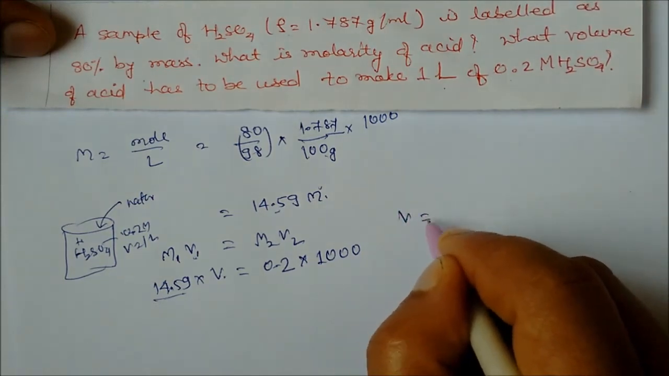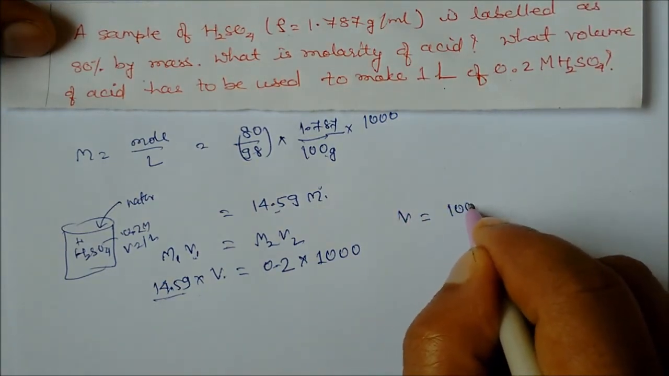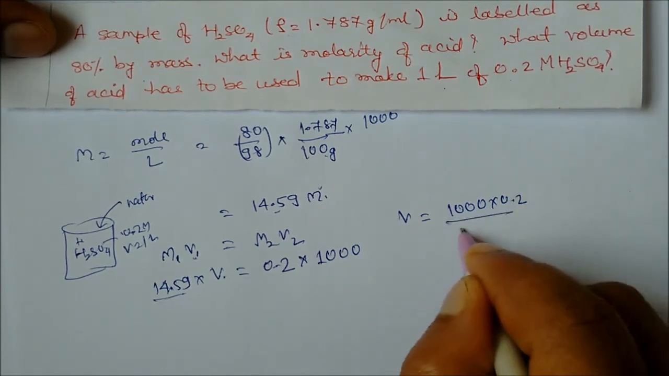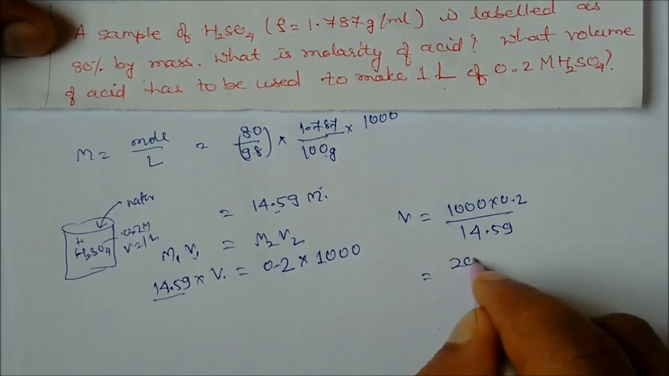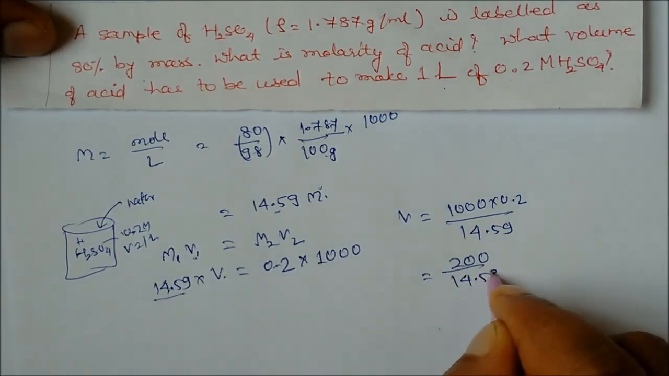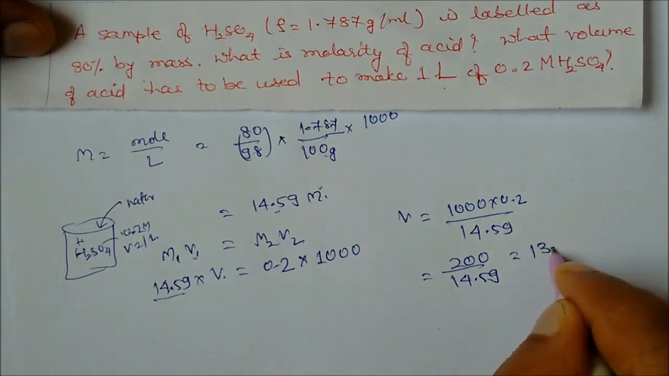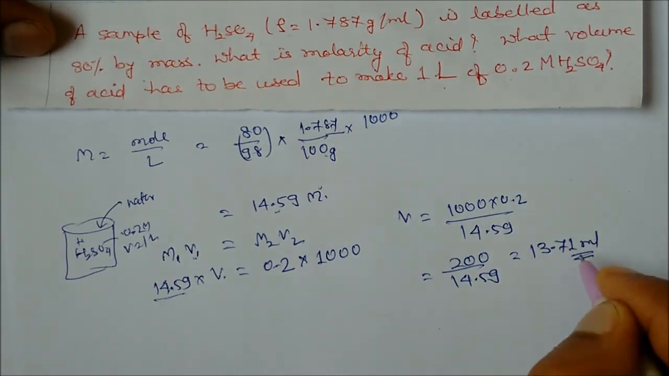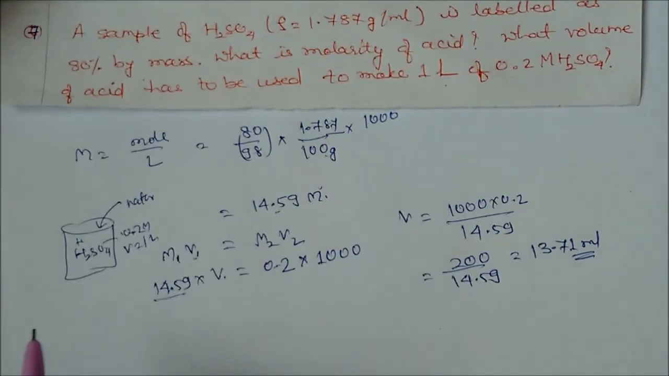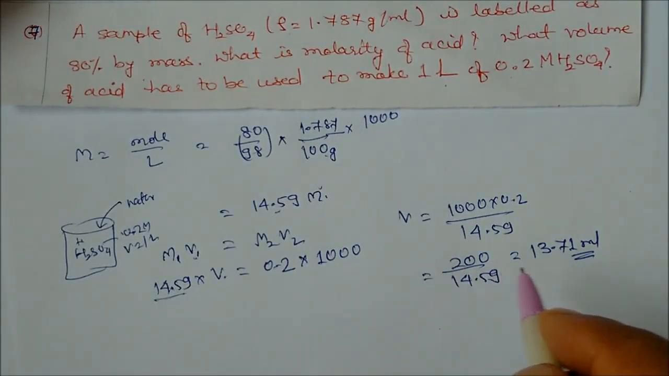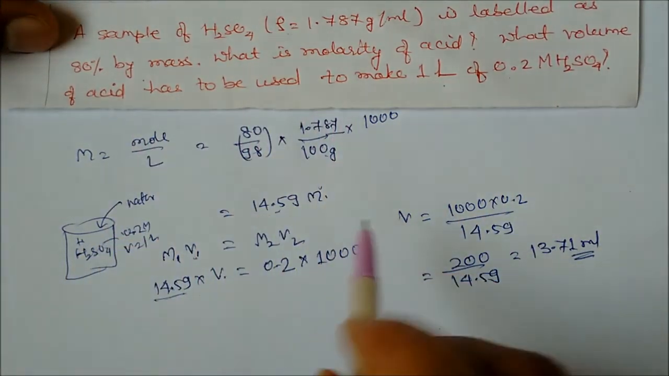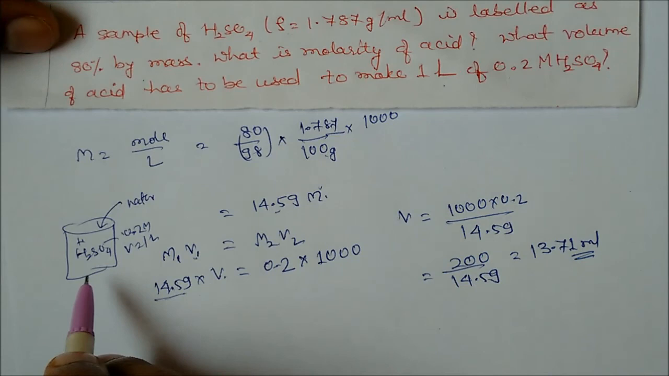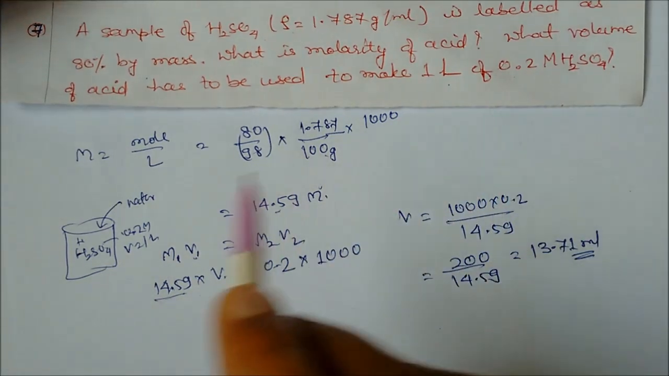So V1 is equal to 1000 into 0.2 divided by 14.59, which becomes 200 divided by 14.59. On solving you will get 13.71 ml. So this much volume of acid is used, and after adding water to make 1 liter, we get 0.2 molarity H2SO4. So this is the problem.